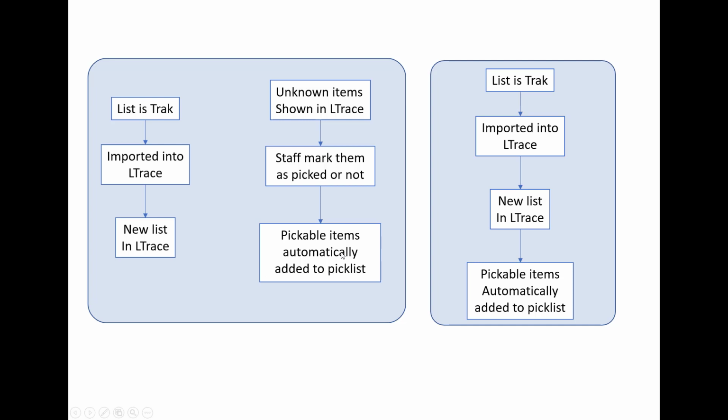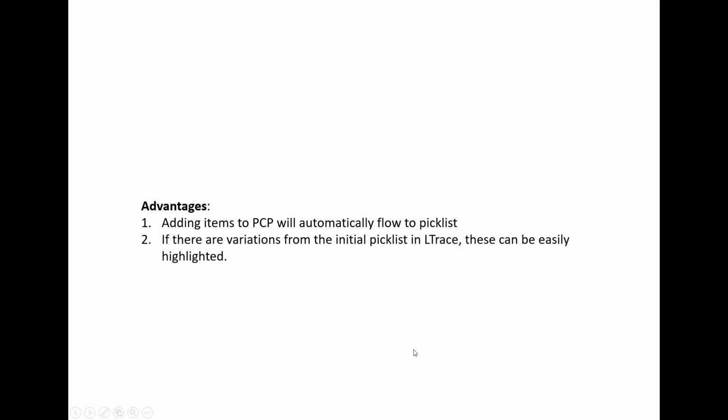And then what happens is from that point on, next time you make a list in Track or you modify a list, it gets imported into LTrace. LTrace may make a new list if needed, but more importantly, all those items that have been marked over here as pickable will automatically be added to the pick list. So in theory, within a month, you've basically set up the entire system. Changes can be made in Track and automatically happen in LTrace, and you don't have to do this middle step anymore. That's the theory. So advantages: adding items in PCP will automatically flow straight into the pick list.